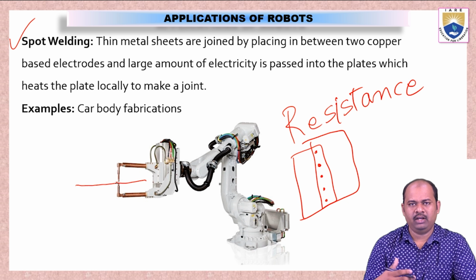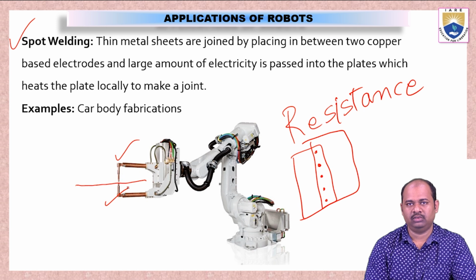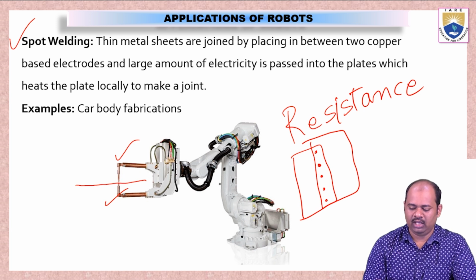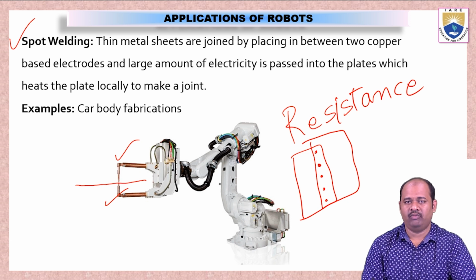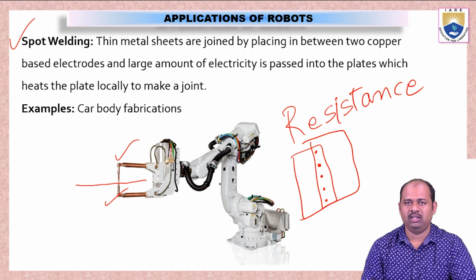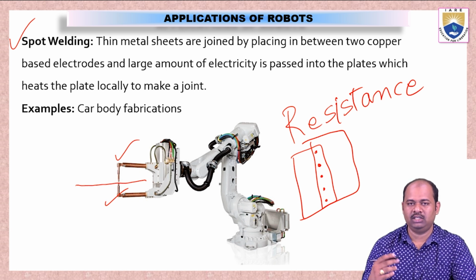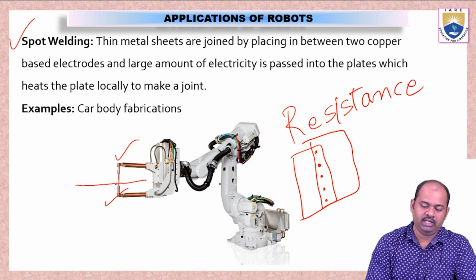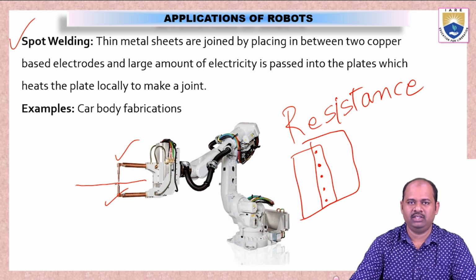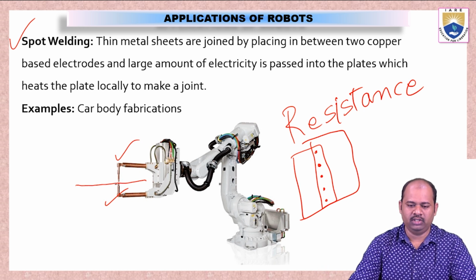So when we compare any metal with copper, see here these two electrodes are made up of copper. Copper is a very good conductor of electricity, and mostly we will do this kind of welding for galvanized iron sheets. So iron is comparatively more resistive to electricity. That is why when electricity is made to flow through the metal workpieces, the heat is generated locally. This heat is applied along with a little pressure from the electrodes, and the two plates will be joined together.